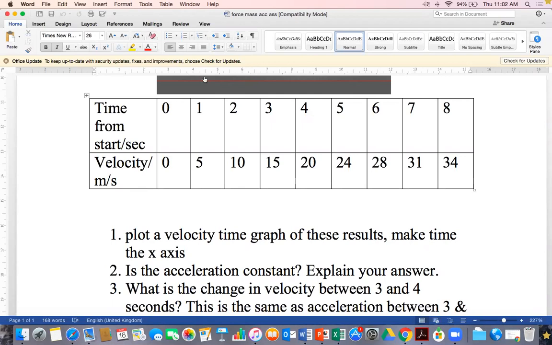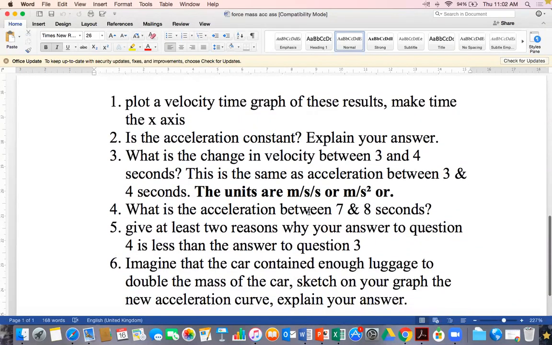Miss Rina, I still don't quite get what I was supposed to draw. So you're supposed to sketch how you think the graph will look if the car was heavier. If the car is heavier, of course it's not going to accelerate as much. It's going to move at a much lower speed because the car is heavier. So in the graph that you have drawn, you draw another graph. You sketch, not plot. Teacher, I've sent it to you. Okay, let me check.